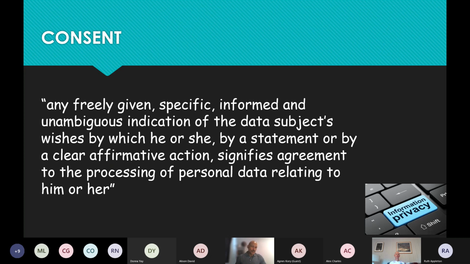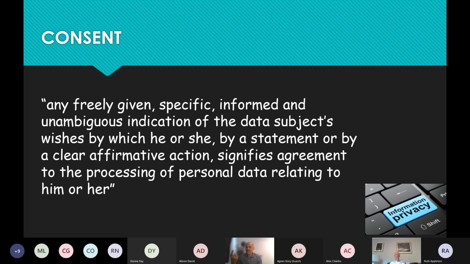Here's a definition from the GDPR. Any freely given, specific, informed, and unambiguous indication of the data subject's wishes by which he or she, by a statement or by clear affirmative action, signifies agreement to the processing of personal data relating to him or her. These actually do get tested when we look at the types of consent that we say we are getting or using from data subjects. The questions are asked, is it freely given?